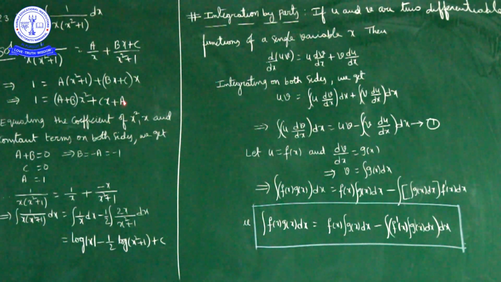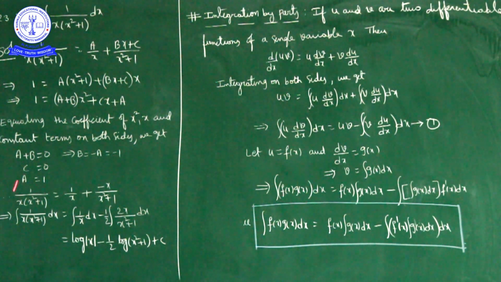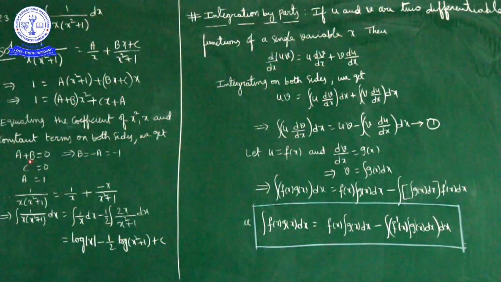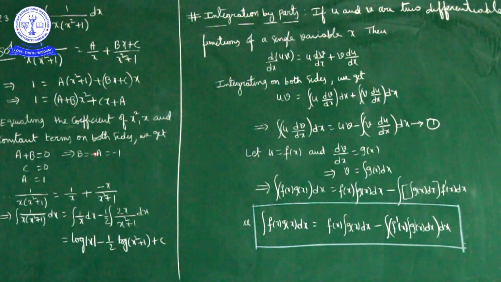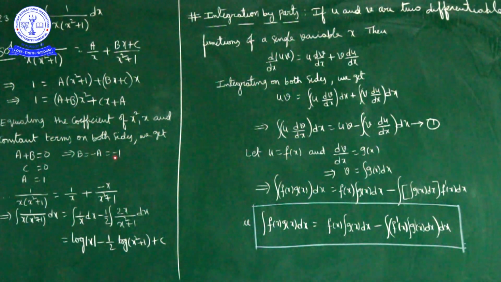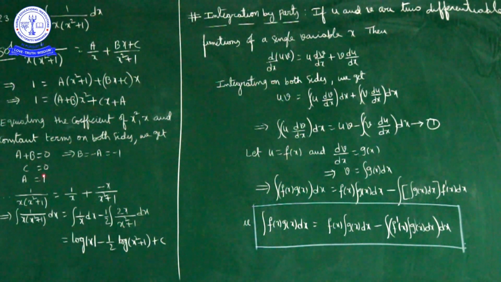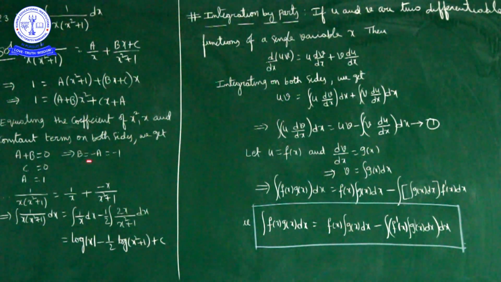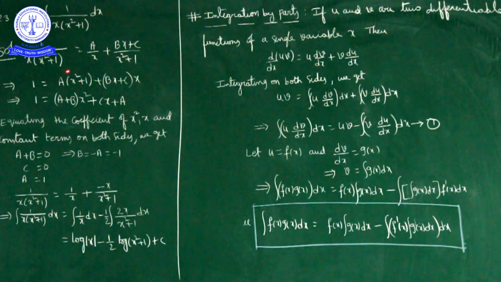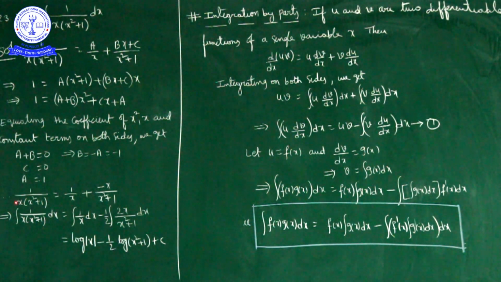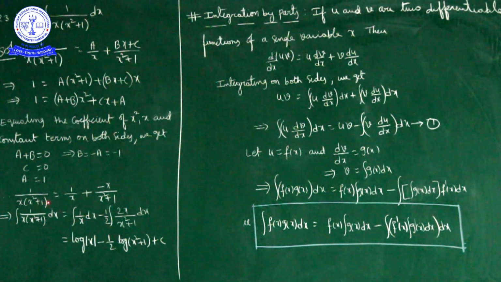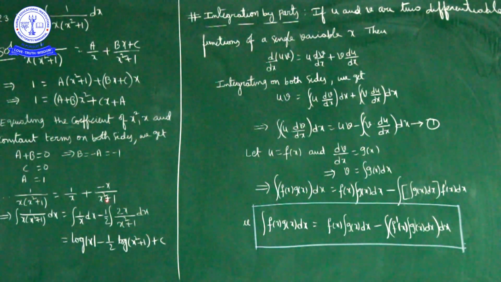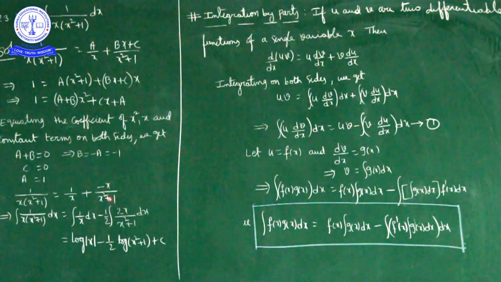Next, comparing constant, A is equal to 1. So A equal to 1, C equal to 0. Now as A plus B equal to 0, B is equal to what? Minus A. So minus A is nothing but minus 1. So A value is 1, B value is minus 1 and C value 0. Okay, substituting A, B, C values here. So what we get? 1 upon x into (x square plus 1) is equal to 1 upon x plus (minus x) upon (x square plus 1).